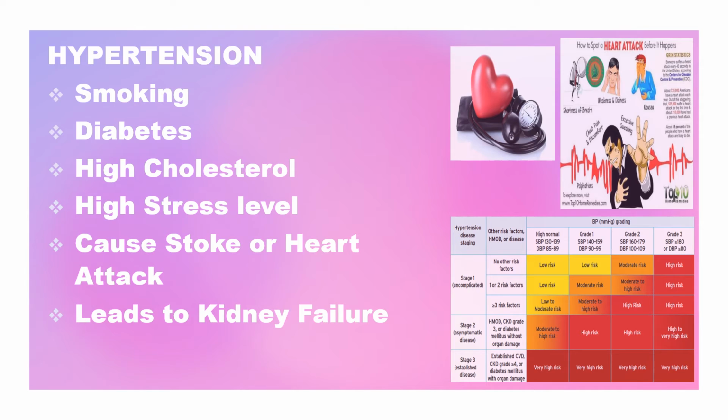Stage 2 is asymptomatic, and it can result in diabetes, it can result in chronic kidney disease, and it can result in heart disease. At this point, medication will be needed to get it under control, and stress level needs to be minimized.